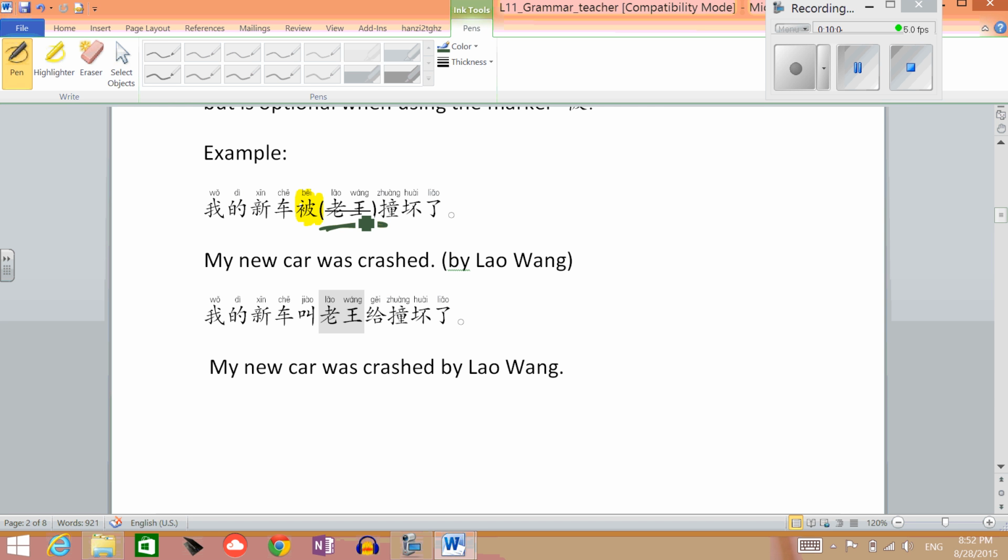But when you use 叫 or 让 in the sentence, first, here 叫, you have to have 给. Second, you have to have an action doer. 我的新车叫老王给撞坏了. So the meaning is the same. And 叫 here you can switch with 让. They mean exactly the same thing. 我的新车让老王给撞坏了.